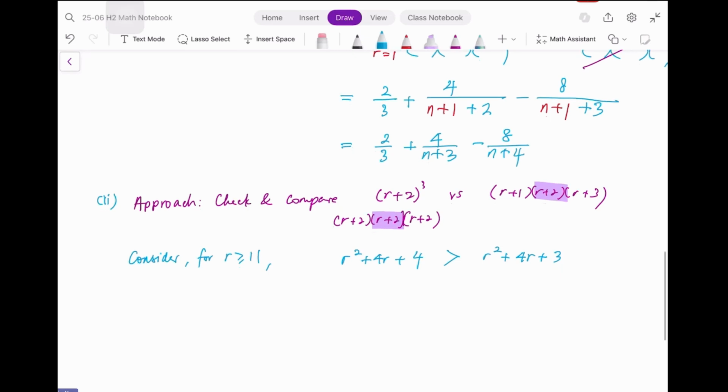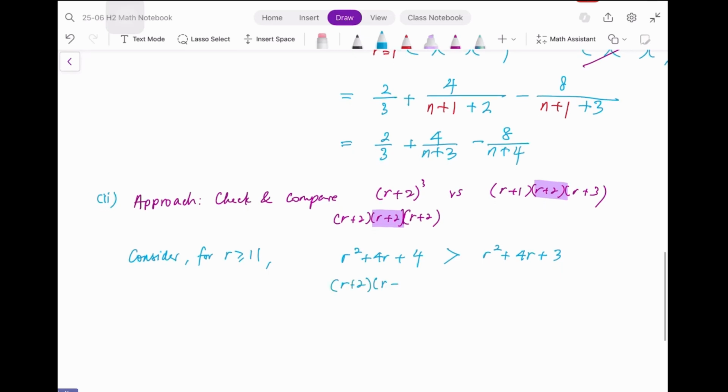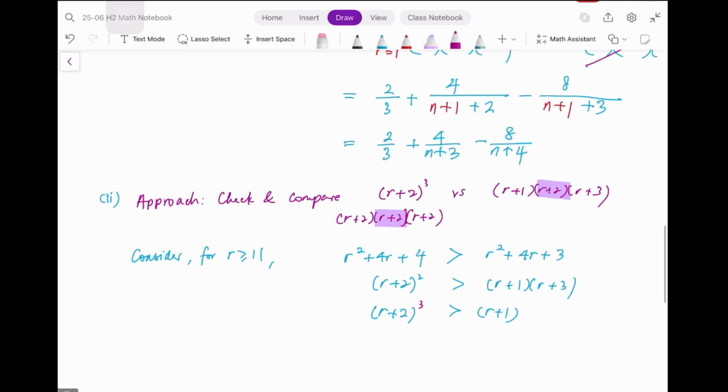Then we massage it back to r plus 2, or more like r plus 2 squared. Massage it back so that we can get something like that, and we will multiply back another r plus 2. Because of this, we are building it back to this form, r plus 3. So this is the first thing to consider.